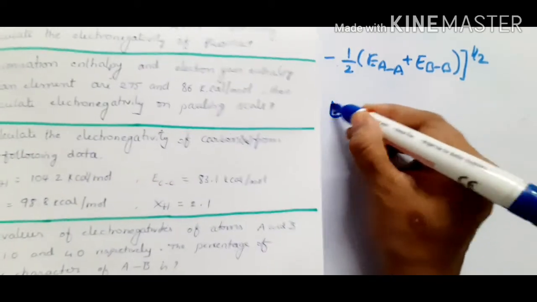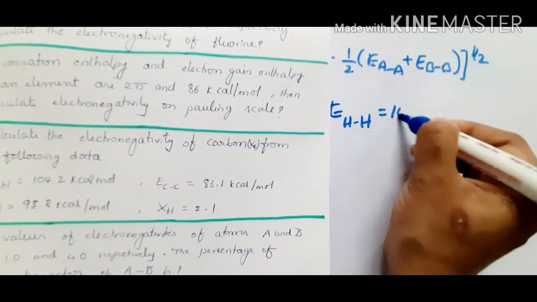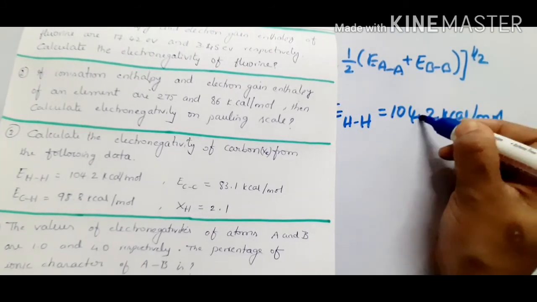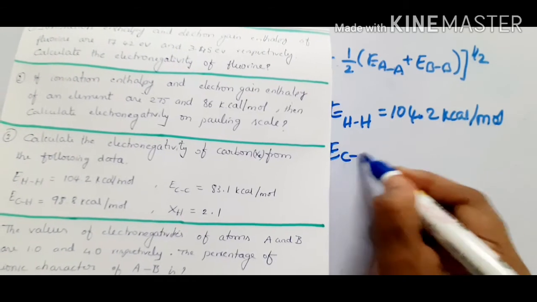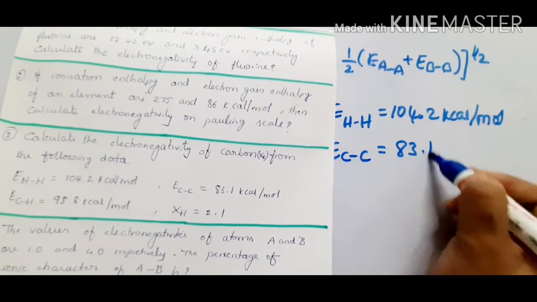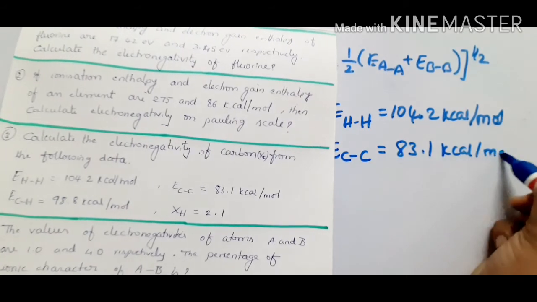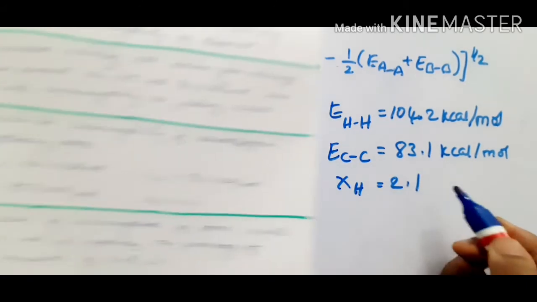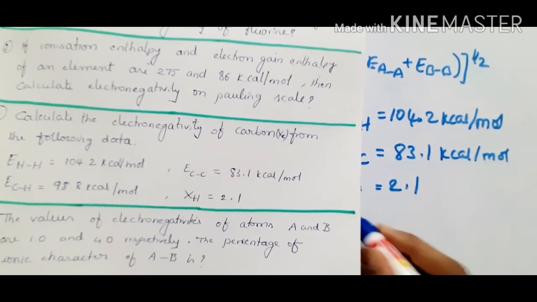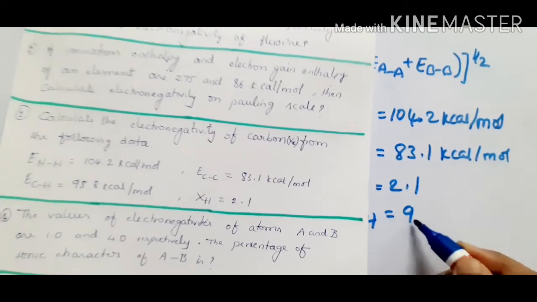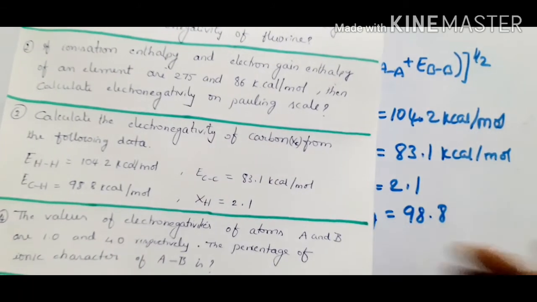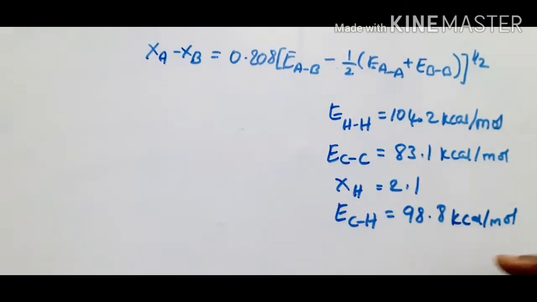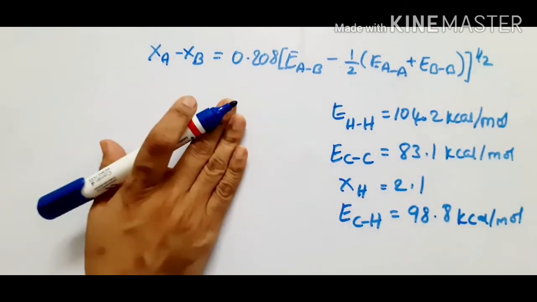Given data is EHH equal to 104.2 kilocalories per mole. Then ECC equal to 83.1 kilocalories per mole. Then XH equal to 2.1. What else we have? ECH equal to 98.8 kilocalories per mole. Okay, we have this data and you have to substitute in this formula.